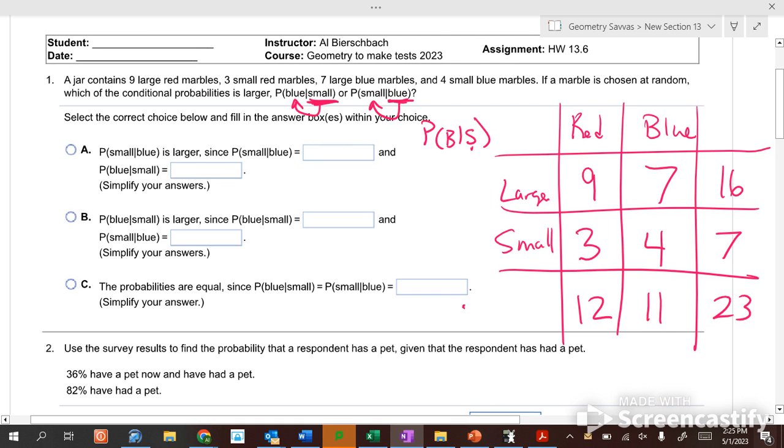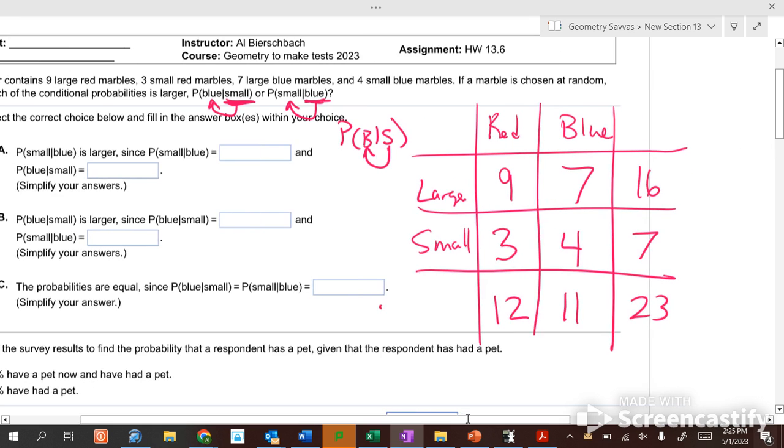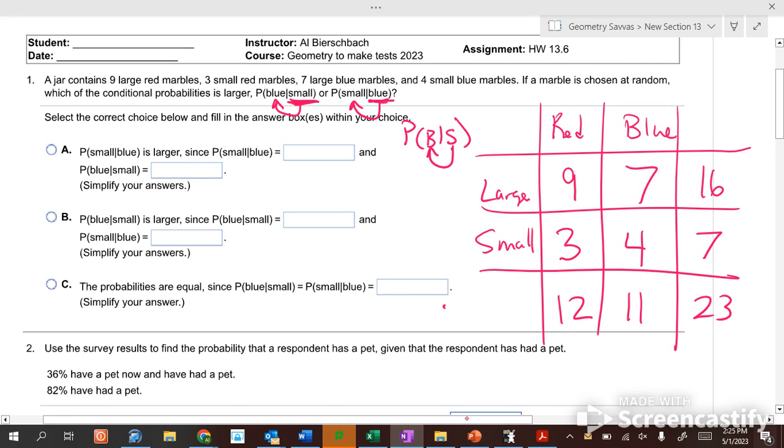So you start with this one. Out of all the smalls, how many are blue? Out of all the smalls, there's 7 smalls. How many are blue? 4. So that's a 4 out of 7. Or change that into a decimal, please. Somebody take 4 divided by 7 on your calculator. 0.57. Okay.